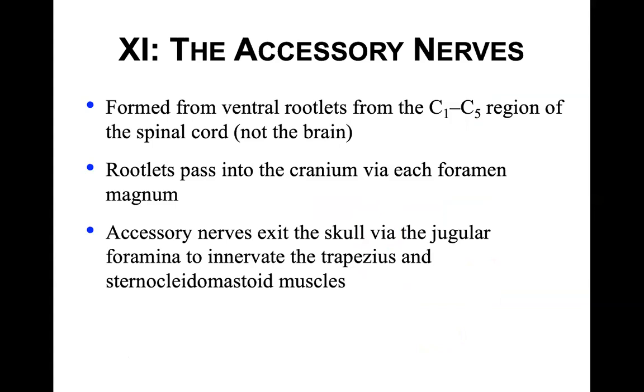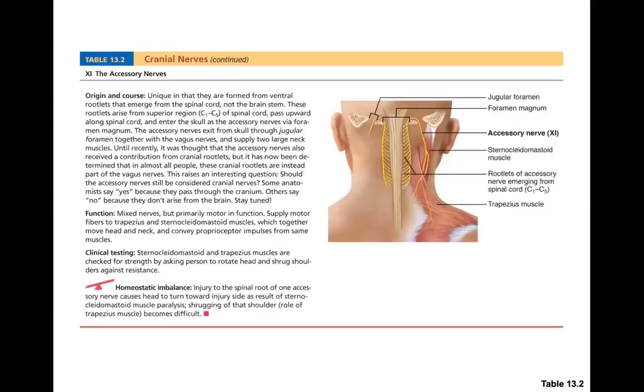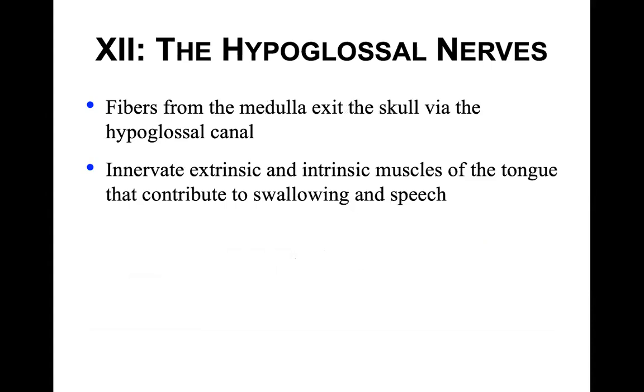Number 11 is the accessory nerve. This is formed from the ventral rootlets from the C1 through C5 region of the spinal cord, actually not the brain. The rootlets pass into the cranium via the foramen magnum. The accessory nerves exit the skull via the jugular foramen to innervate the trapezius and the sternocleidomastoid muscles. And here you can see the accessory nerves.